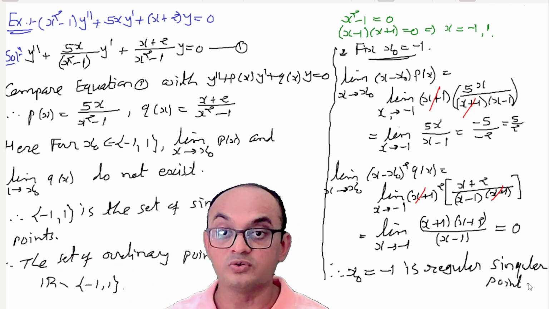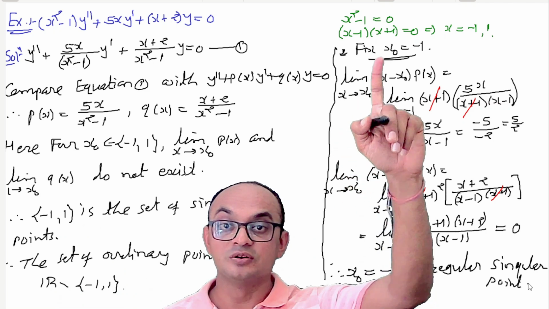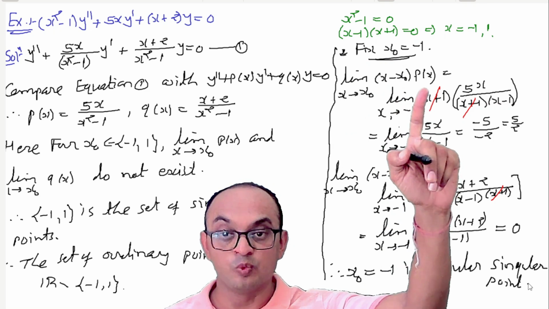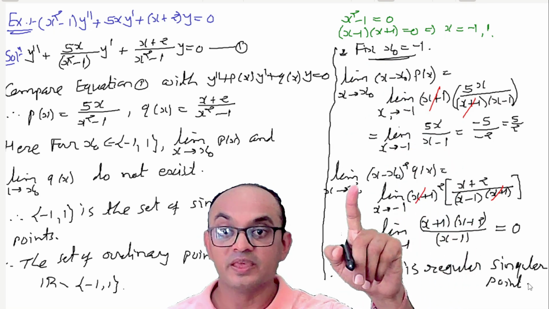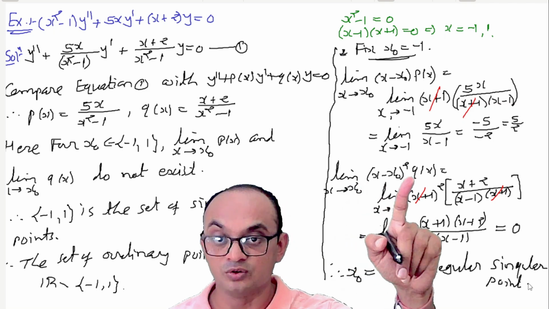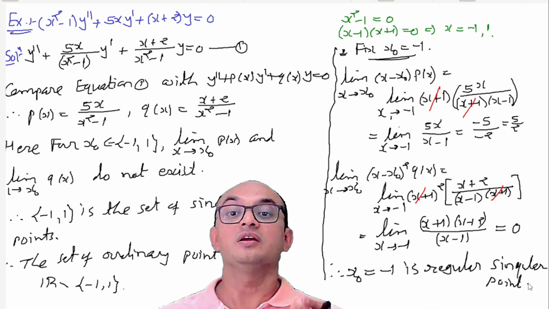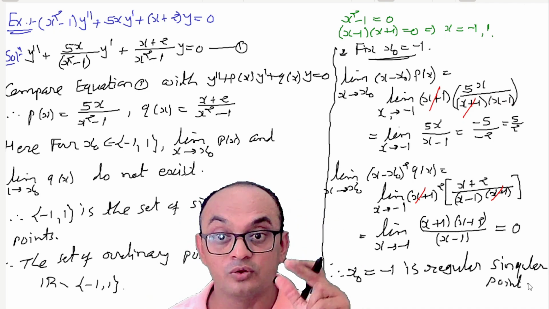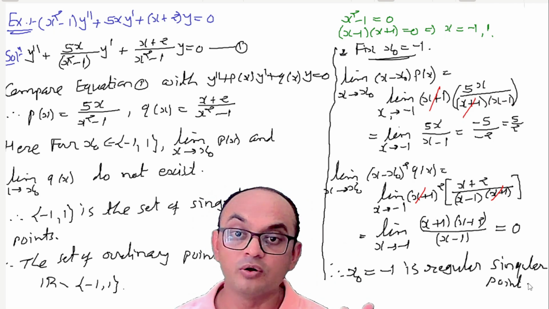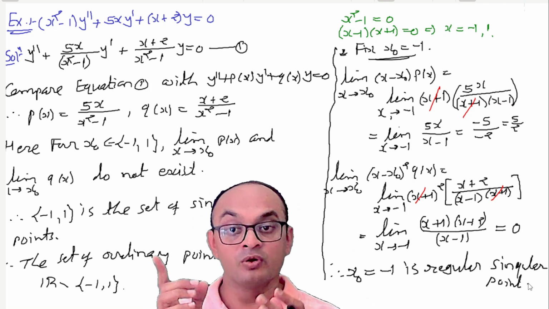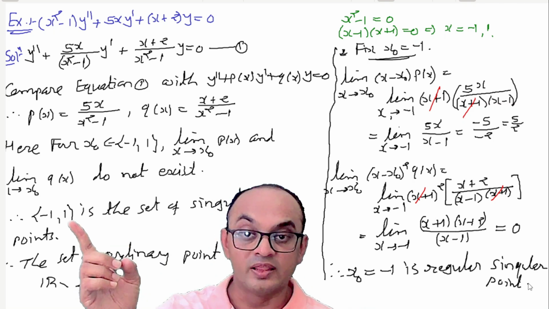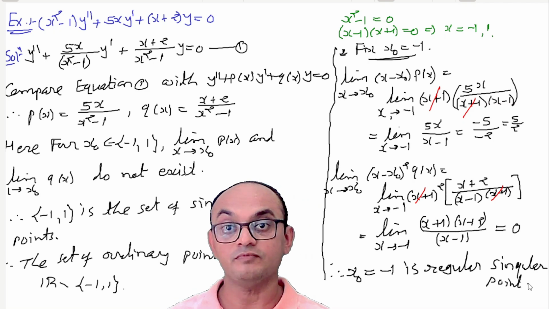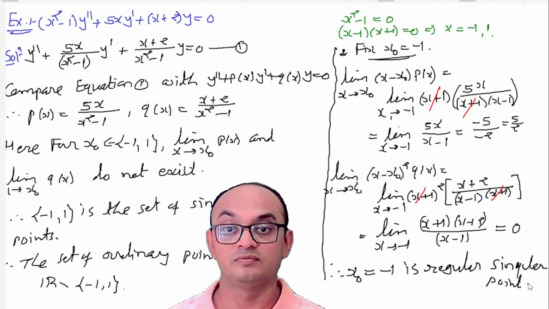Again, x0 equal to 1. So how do you start? Fix x0 equal to 1. Then find the limit x tends to x0 of (x minus x0) into px. Find the limit x tends to x0 of (x minus x0) square into qx. If both the limits exist, then we can say that x0 equal to 1 is a regular singular point. May not be. So I am not discussing whether x0 equal to 1 is a regular singular point or an irregular singular point. You find out by yourself.